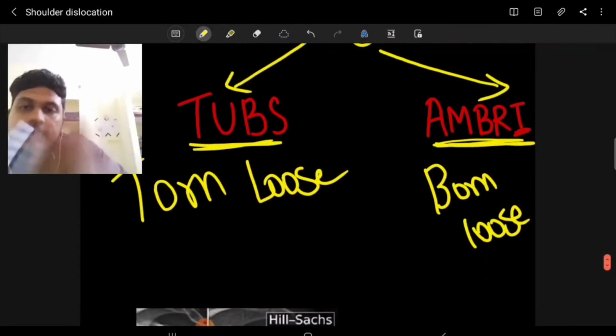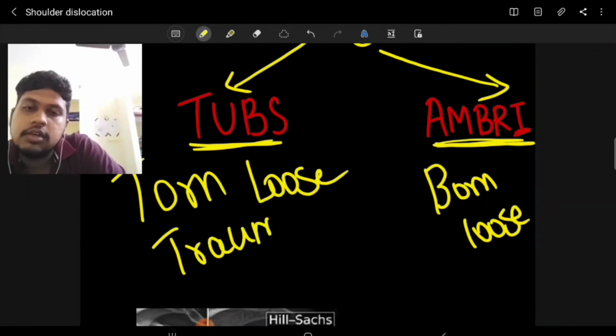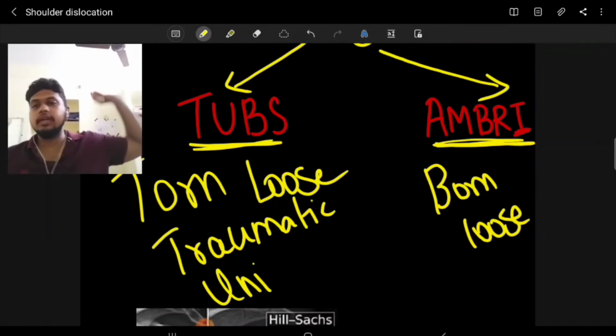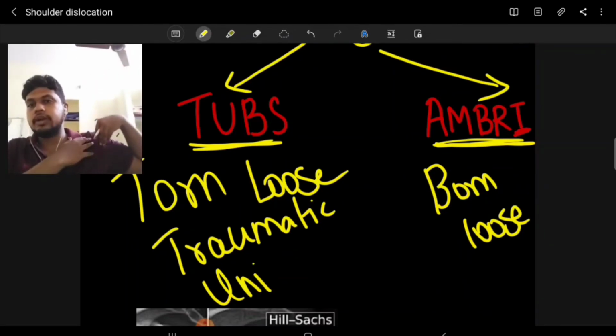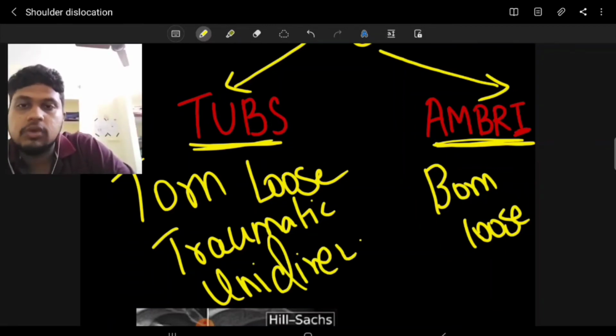In case of TUPS, T is for traumatic. It is a traumatic shoulder dislocation. U stands for unidirectional. For example, when a cricket player dislocates his arm, he always dislocates the same side arm and in the same direction. Therefore, it is unidirectional.